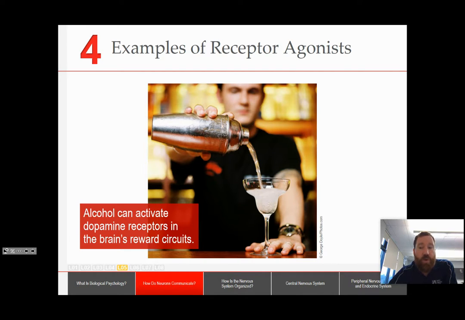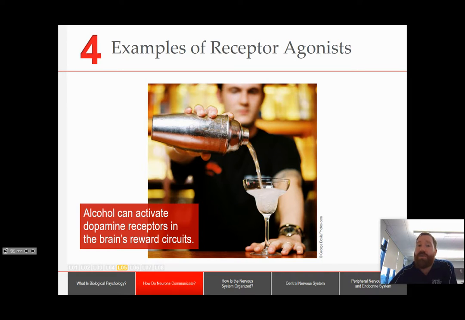ACH receptor agonists can help treat Alzheimer's disease. So again, you're tricking the body into thinking that there's more ACH here, so it dilutes the effect of the Alzheimer's disease. So keep that in mind, right? When we're talking about agonists, we're talking about mimicking a neurotransmitter, and that's really important here because if it's an inhibitory neurotransmitter, it mimics that as well.